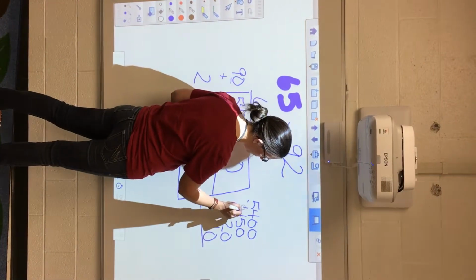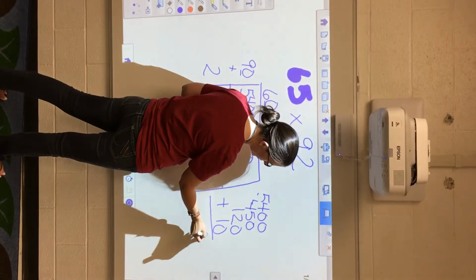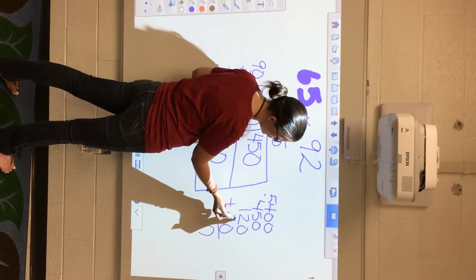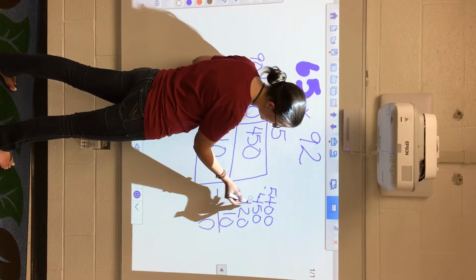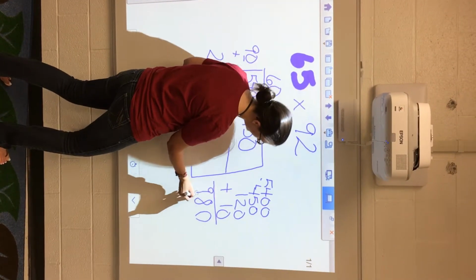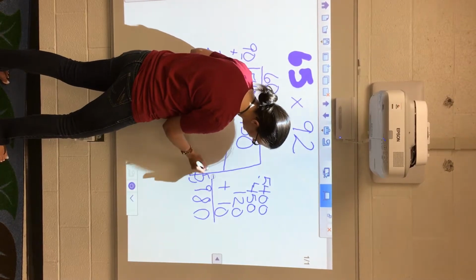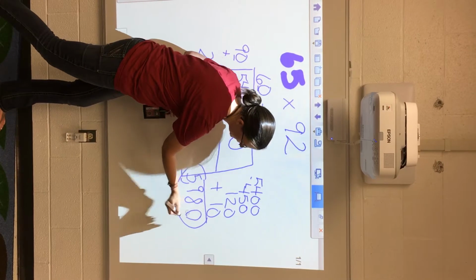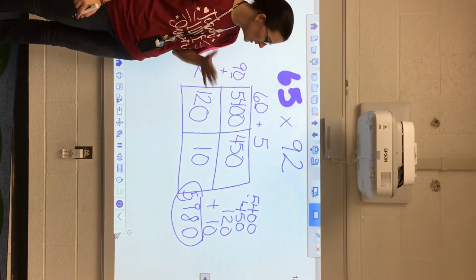So, and our nice little projector erased a little bit of that. So all of our ones places are equal to 0. 0 plus 5 is 5, plus 2 is 7, plus 1 is 8. 4 plus 4 is 8, plus 1 is 9. And we bring down that 5 all by itself. So we get a final product of 5,980.